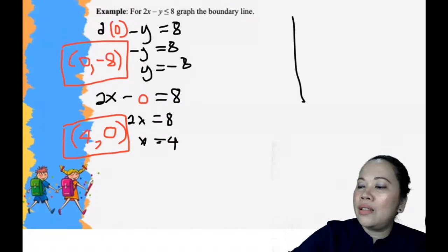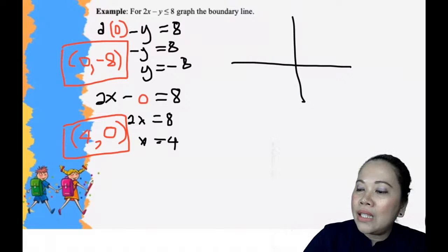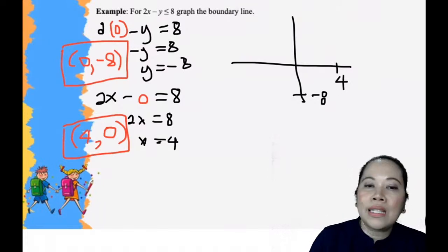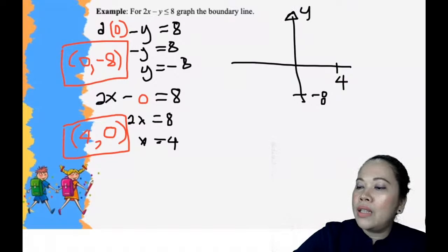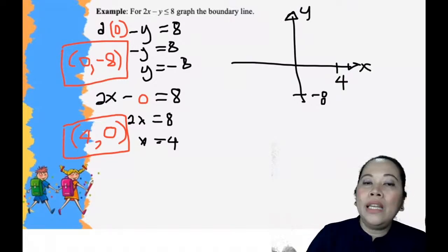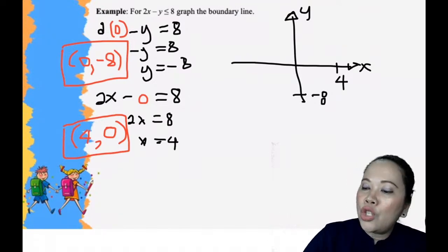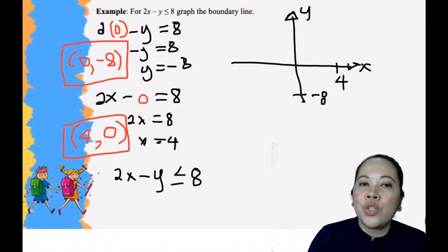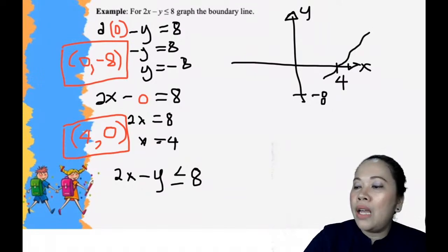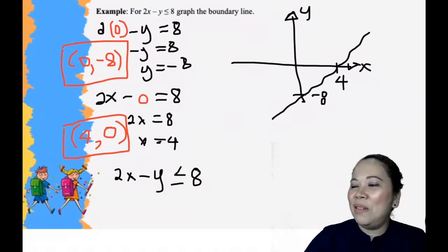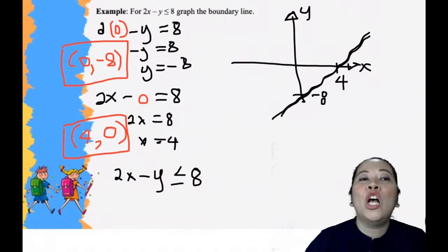Graphing it, you locate negative 8 on your y-axis. I'm sketching it because I don't have enough space. And x is 4. So this is your y and this is your x. The next step is to check the inequality. The inequality given is 2x minus y less than or equal to 8. Since it is less than or equal to, it has to be a solid line. Sorry for the crooked line, I'm using freehand drawing. So it is a solid line.